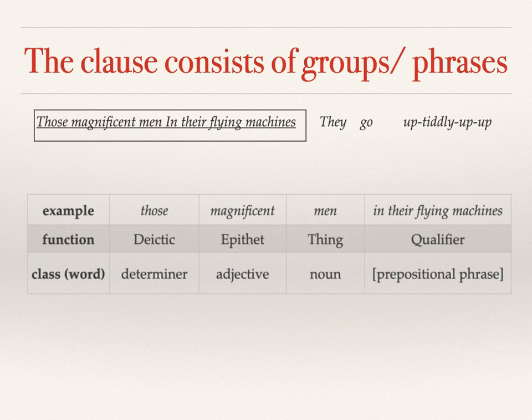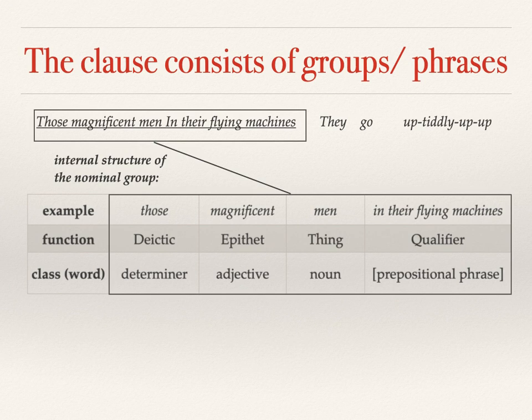So this clause consists of one nominal group, those magnificent men in the flying machines. And we've looked at the internal structure of this group. And then another nominal group, they, and we could examine the internal structure of that nominal group as well. The thing, the head of this, is a pronoun.